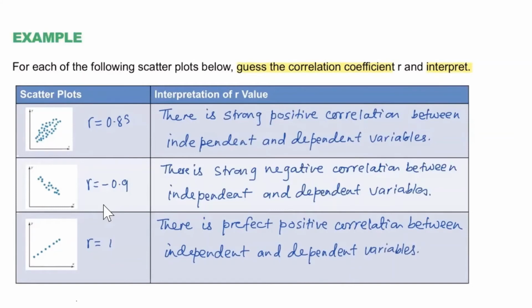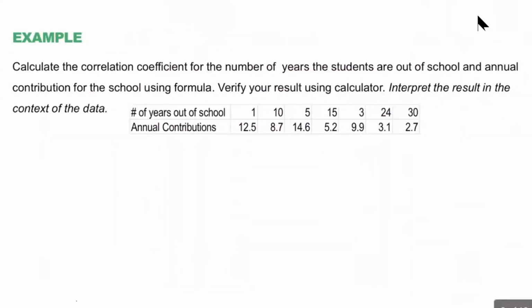Okay, so this was pretty easy because we just look at it, we guess the value of R and we make the interpretation. In the next example, it will be a little bit different. What we are going to do is actually calculate and find the correlation coefficient. So here is that example. We are asked to calculate.